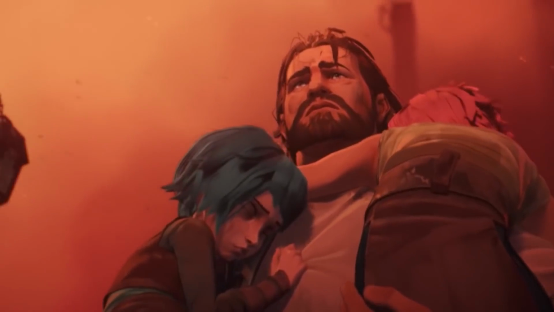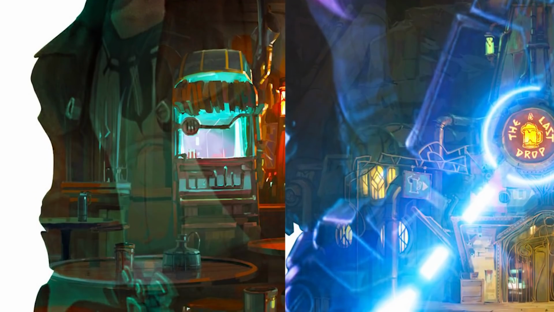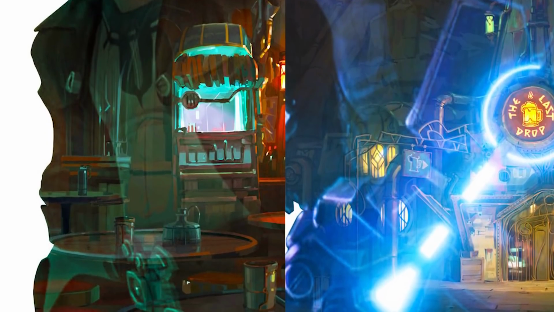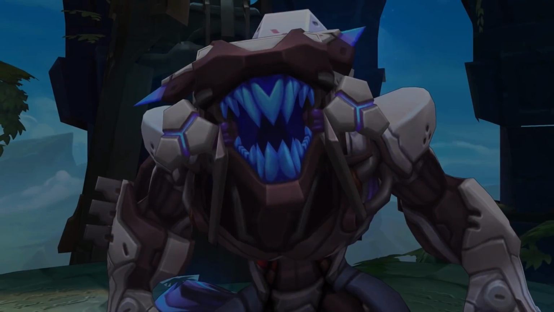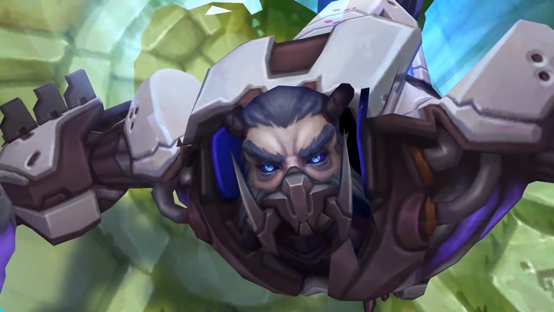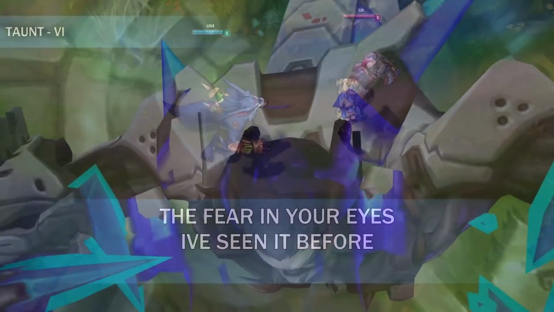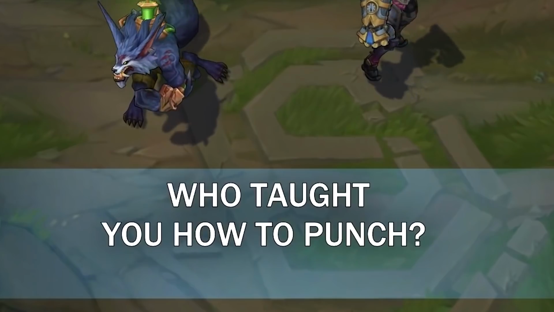It's Warwick. It has to be Warwick. He falls perfectly under the category of her mentor since both him and her have bars for their background. Not to mention that we've already had a glimpse of what he looked like in his human form, which connects perfectly to their interaction where he asks her who taught her how to punch.